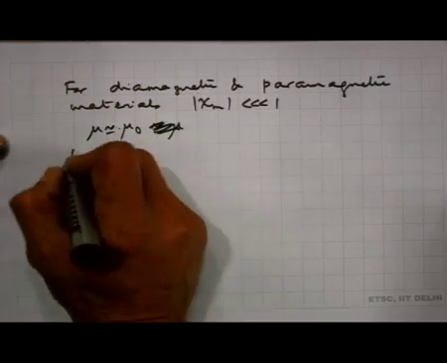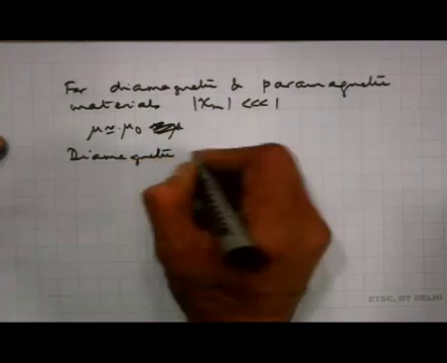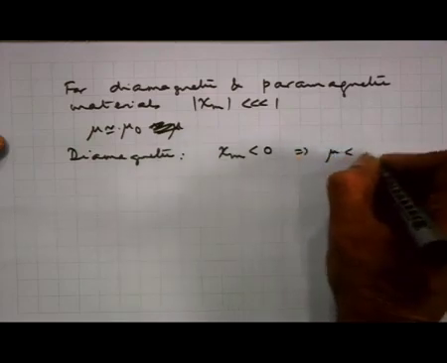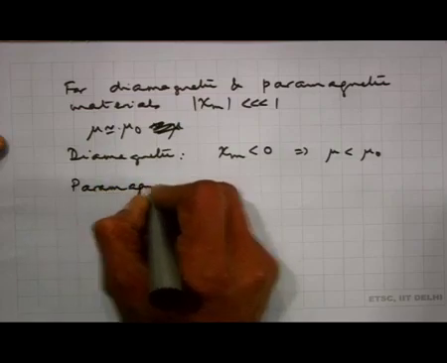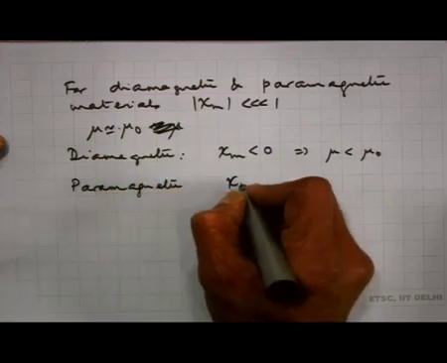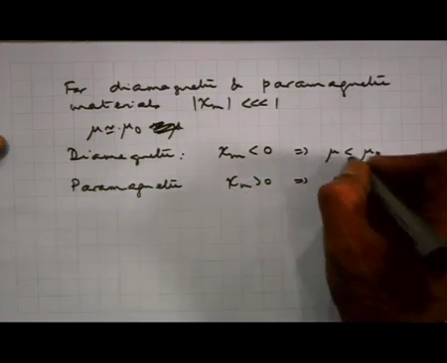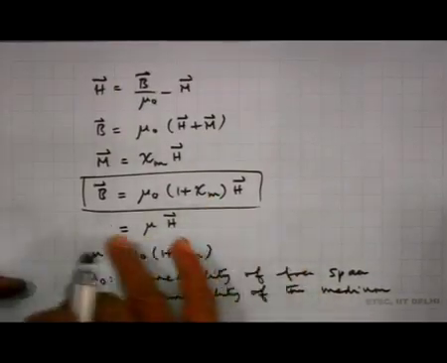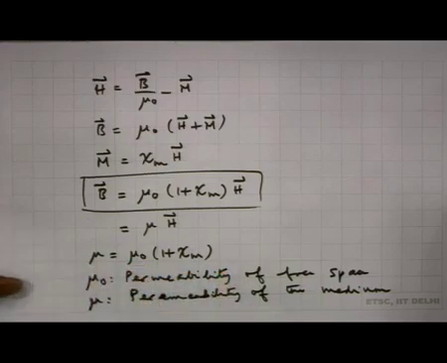And actually for diamagnetic, chi m is less than 0, this implies mu is less than mu naught, and for paramagnetic chi m is greater than 0, this implies mu is greater than mu naught. It is approximately equal to mu naught, but slightly greater for paramagnetic and slightly less for diamagnetic, because diamagnetic materials have chi m negative. So, the value of mu is slightly less than mu naught for diamagnetic, and slightly more than mu naught for paramagnetic materials.